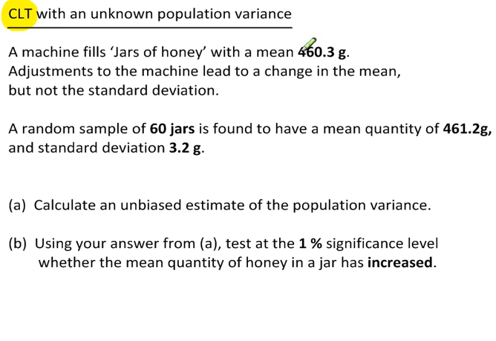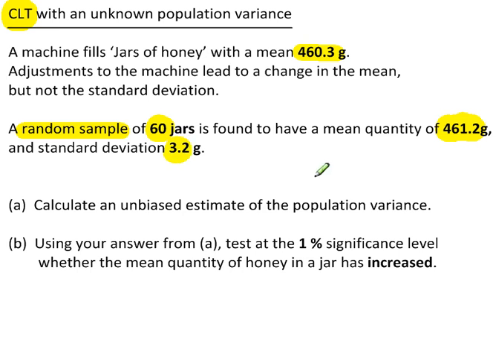So we have the population mean here. This value will go into H0 and H1. And then we have our random sample. So this is all about the random sample. All these values here concern the random sample. So the sample size, the sample mean, and the sample standard deviation.